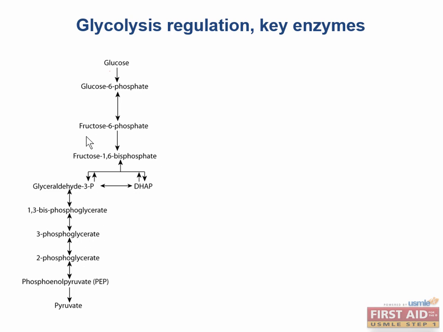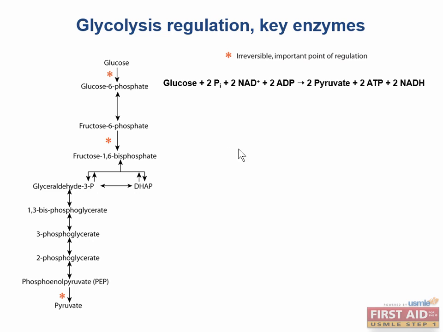Notice how most of these steps have double-headed arrows, meaning they can occur in both the forward and backward reaction direction. Here, we're going to see 3 steps of glycolysis that are irreversible, meaning they can only occur in the forward direction. We also have our net reaction for glycolysis seen by this reaction here.